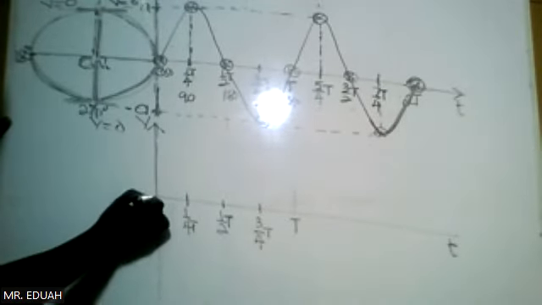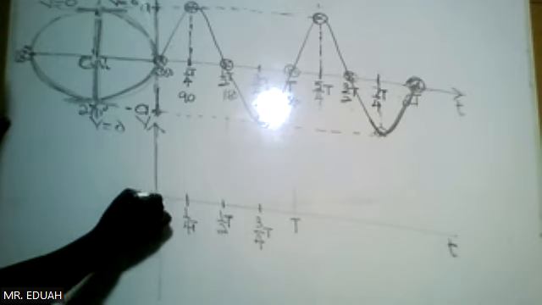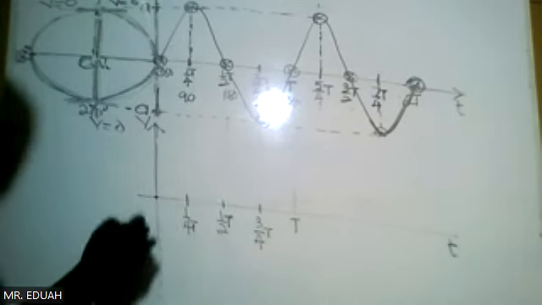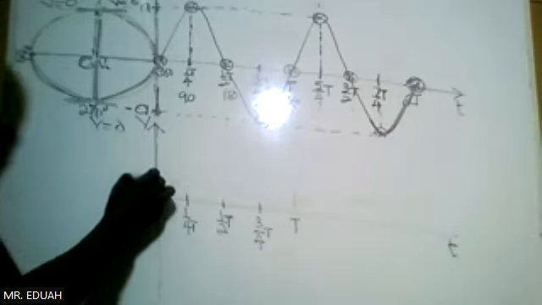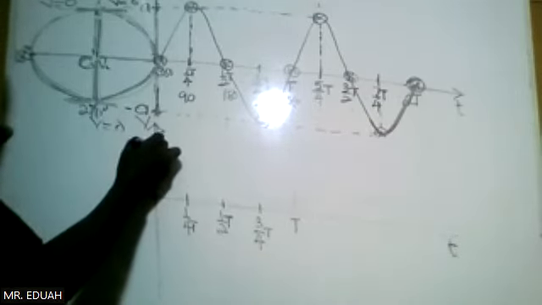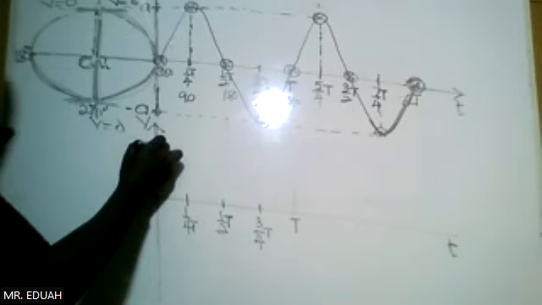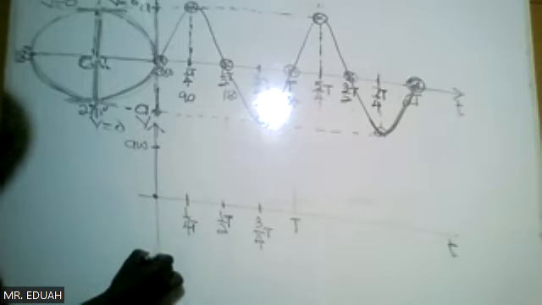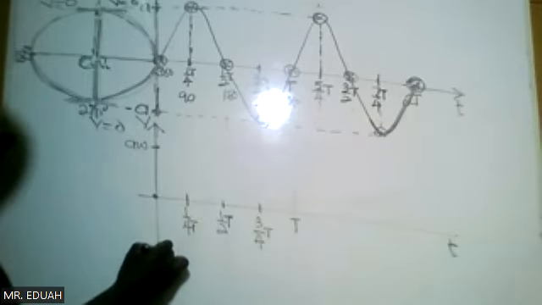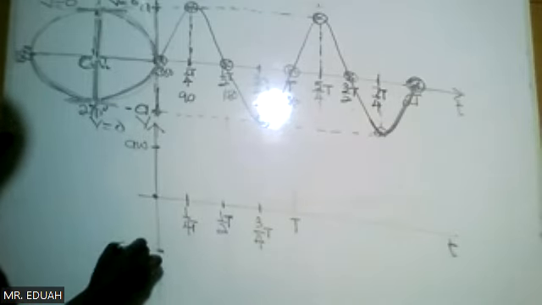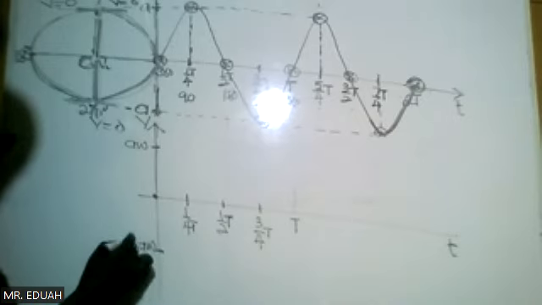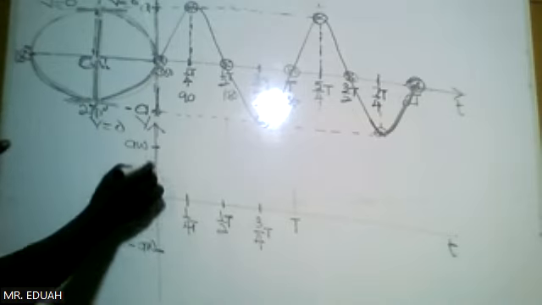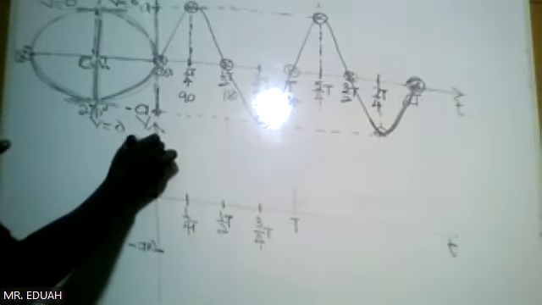Eliana, at t is equal to 0, what did we get for velocity? A omega. So it's equal to the amplitude. So let's indicate the amplitude to be here, A omega. The next amplitude is minus A omega. Good. So at t is equal to 0, velocity is maximum.